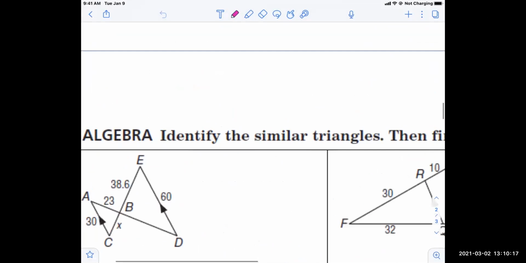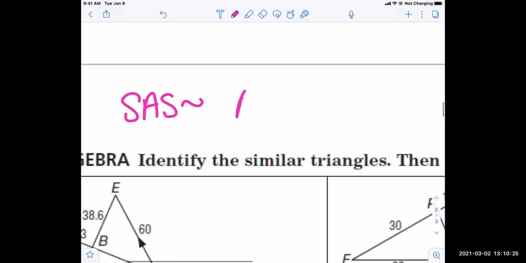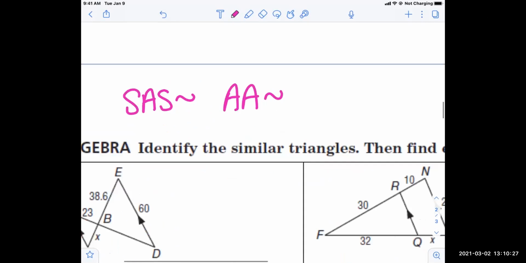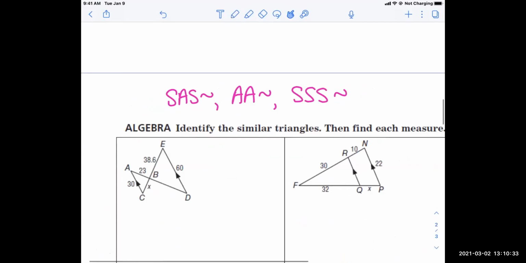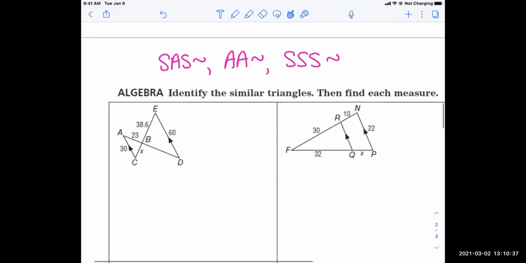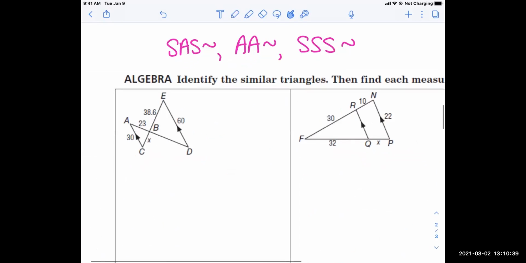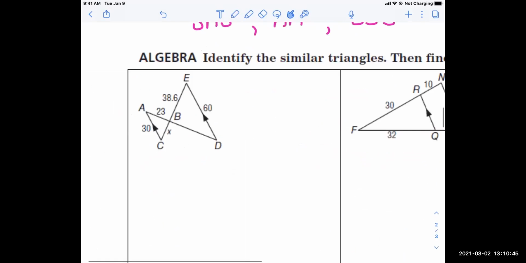Peter, name one of the ways that we use to prove triangles similar. Side, angle, side. Kendall, name a way. Angle, angle. And then what's the last one? Side, side, side, right. Okay, now we can of course use the definition, but these are the shortcuts where you don't have to check all the angle measures are pairwise congruent and all the sides are pairwise proportional. Okay, it says identify the similar triangles and then find each measure.